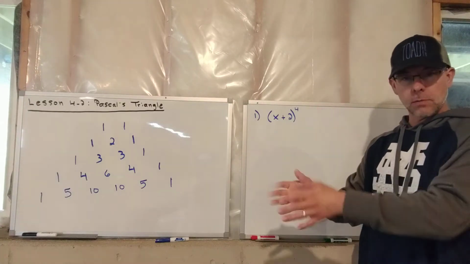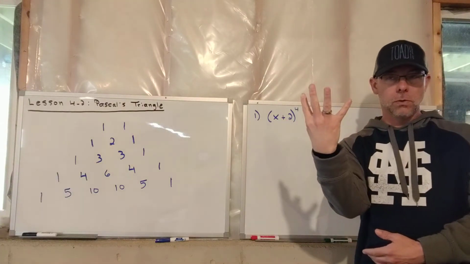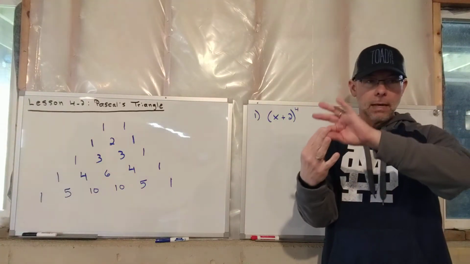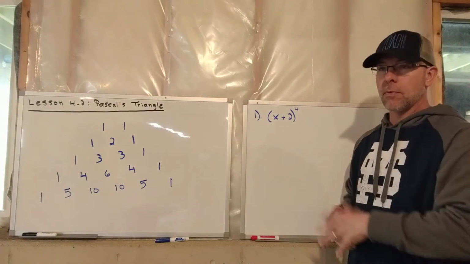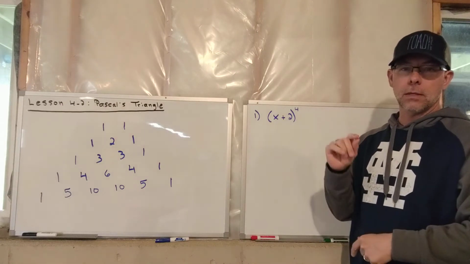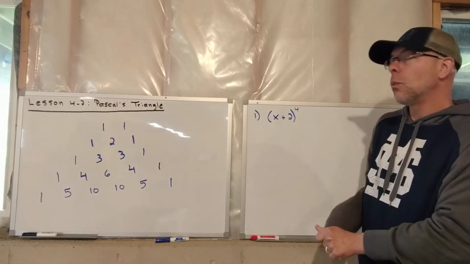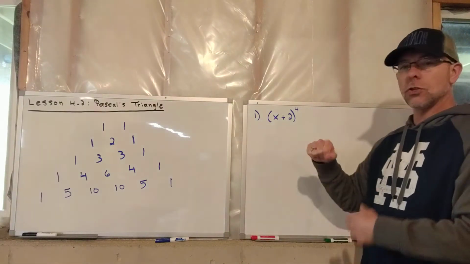x plus 2 times x plus 2 times x plus 2 times x plus 2. Only do 2 at a time, and it becomes a really long distributive property, and it's super easy to make a dumb mistake along the way. We use Pascal's triangle to shorten that process.